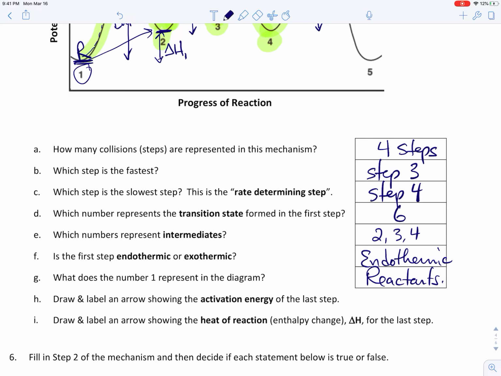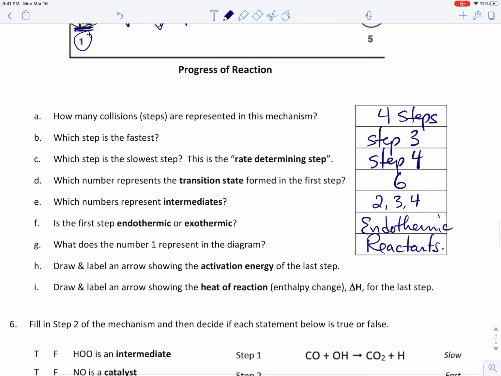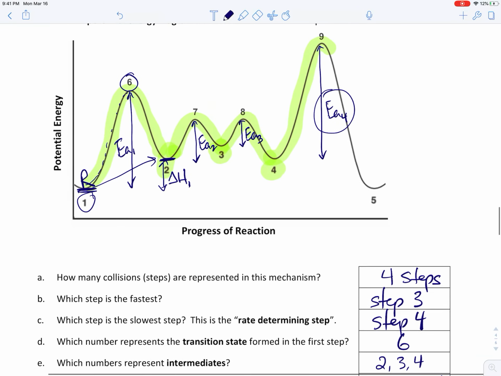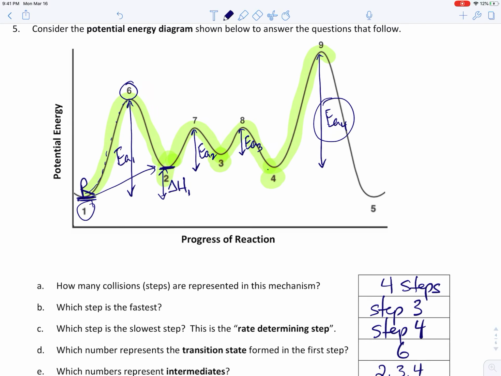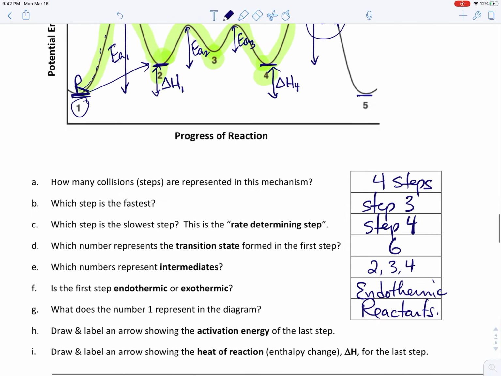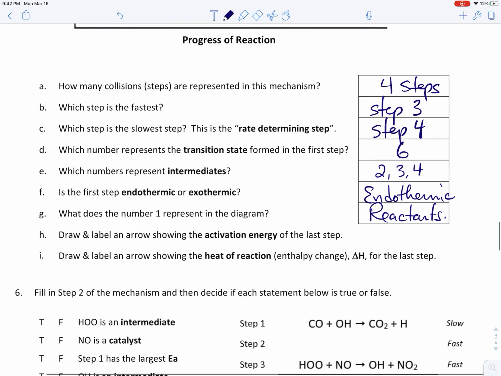And finally, draw an arrow for the heat of reaction, the delta H, in the last step. Well, looking at the last step, it begins at number 4 and it ends at number 5. So it's going down in energy, so its energy is being lost. It's an exothermic step. The difference between those two energies is the delta H for step 4. It would be a negative value. It would be an exothermic process.